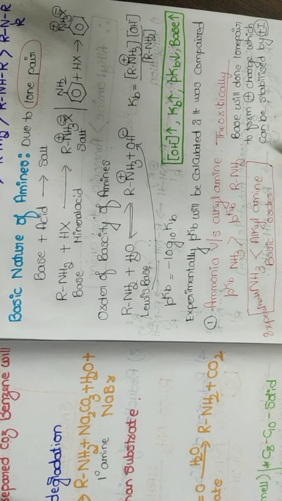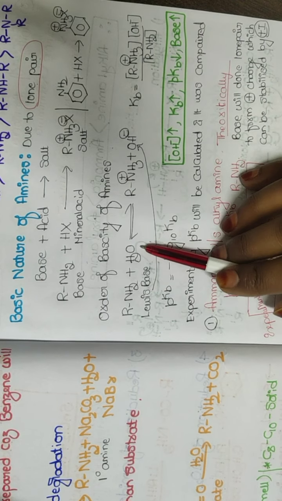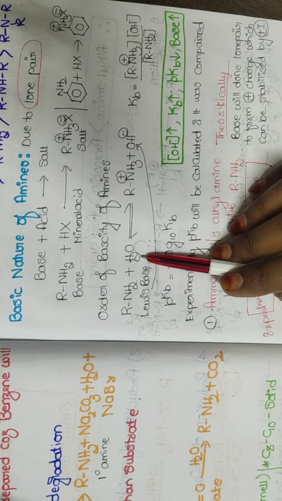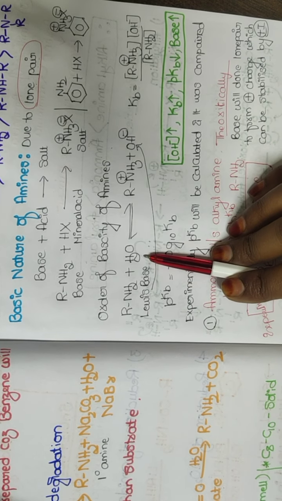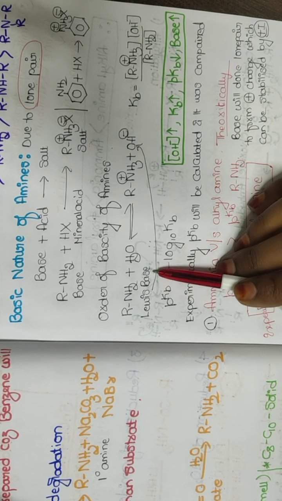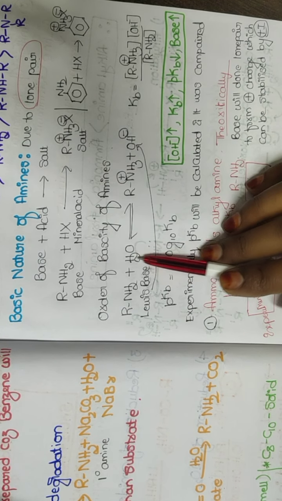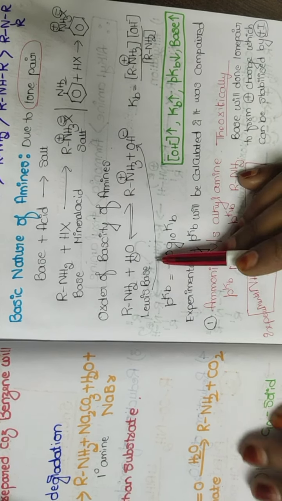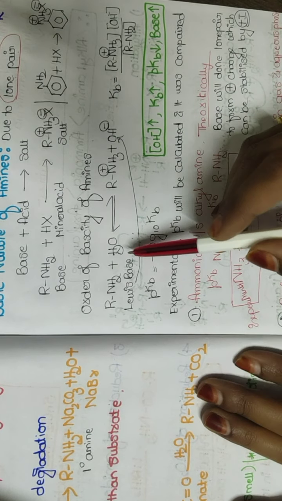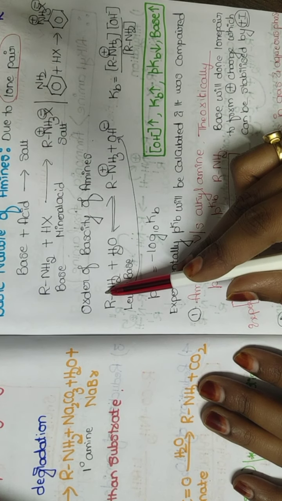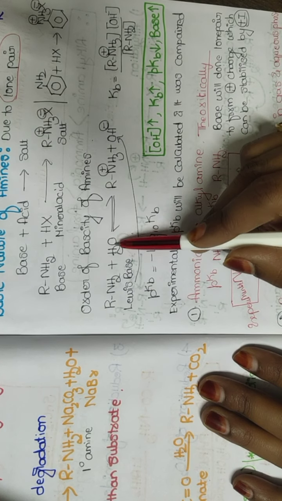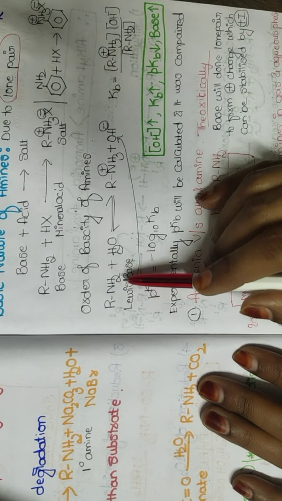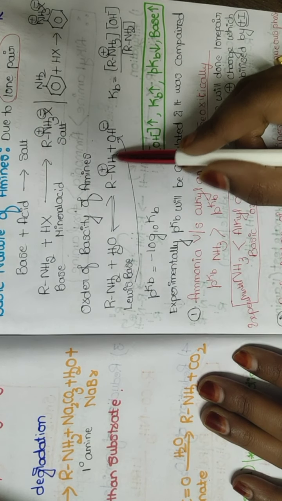When a base reacts with water, why we have taken water is because water is an amphoteric substance which can behave both as an acid as well as a base. Since amines are behaving as a base, here water will behave as an acid. So here we are writing the Lowry-Bronsted theory. What is the Lowry-Bronsted theory? A Bronsted acid is something which will donate a proton, and a base will accept a proton. Therefore, if I remove one proton from water, you will end up with OH minus. And if I add one proton to the amine, it will become RNH3 plus.